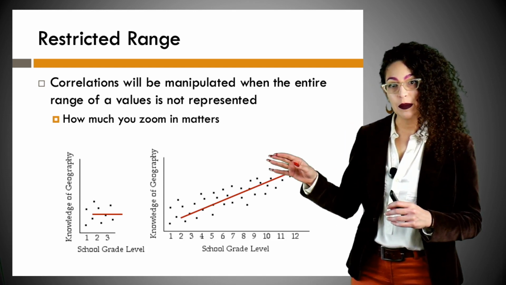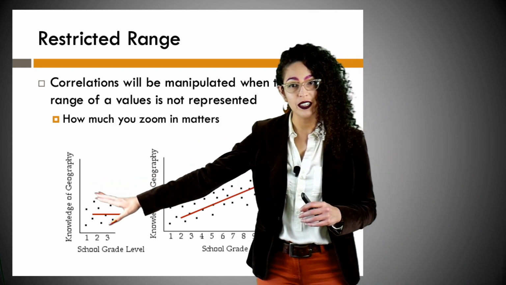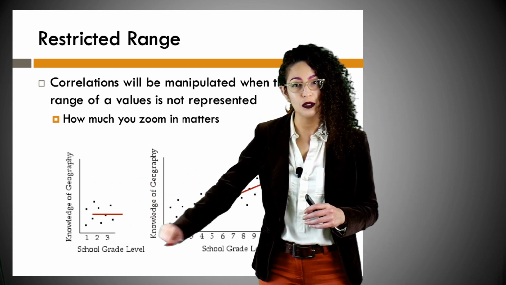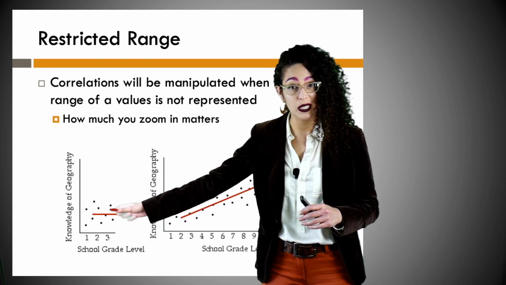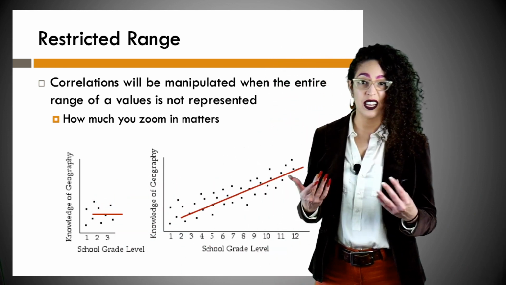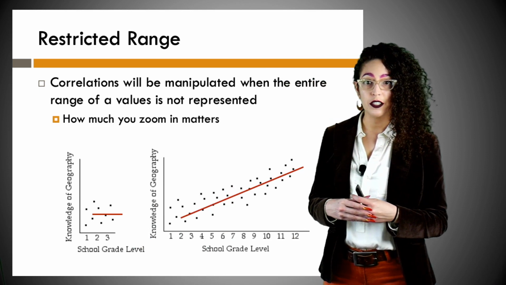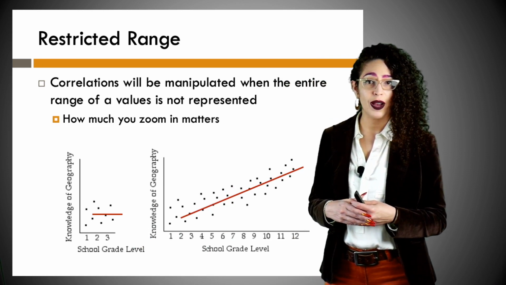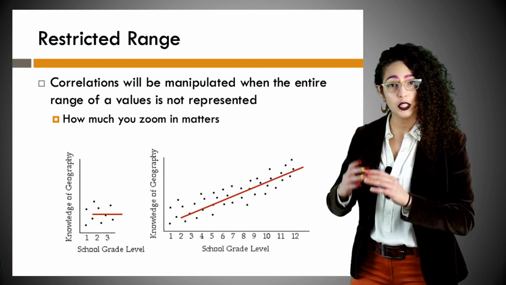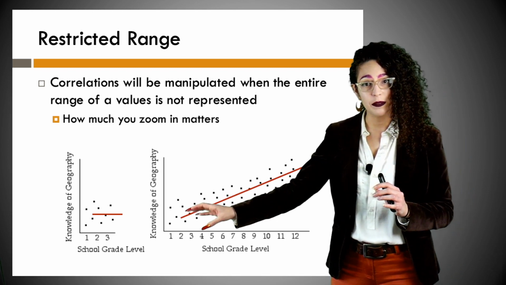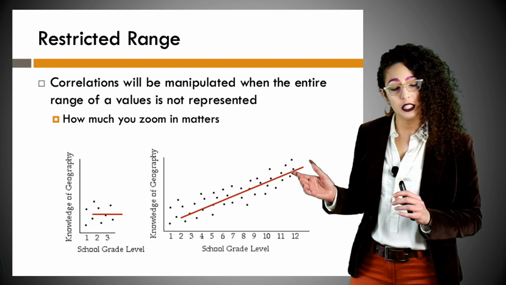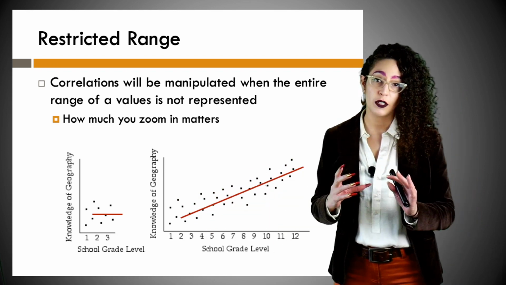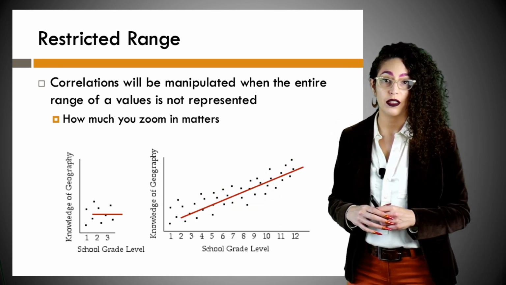So in this example, there is knowledge of geography from grades 1st through 3rd, and it looks like there is nothing going on there. There's no correlation, so it'd be 0. So you would think that it doesn't matter what grade level you're in, your knowledge of geography is not going to go up. But if you actually zoom out and get the rest of the picture, you start to see that there is a linear trend. And it just takes a little while to manifest. Especially if you zoom in, it won't look like there's anything going on there.